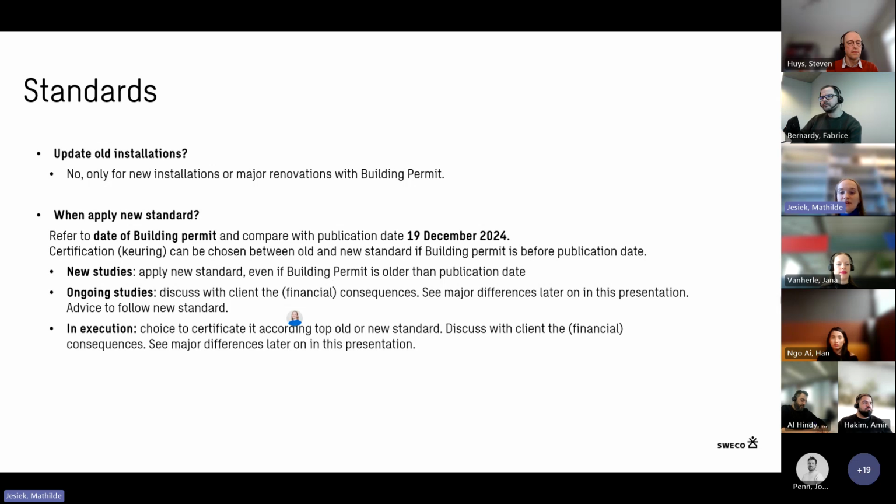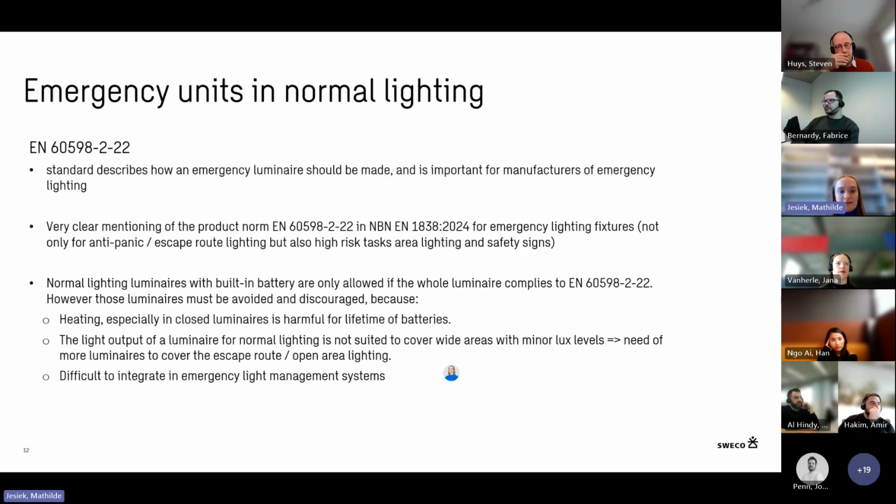In all the other new studies, we will from now on apply the new rules. For projects in execution, it's interesting to evaluate according to the building permits, but this is more for PLs to discuss with the clients. And also, if they really want to apply the new norm, you also need to explain that there could be financial consequences.